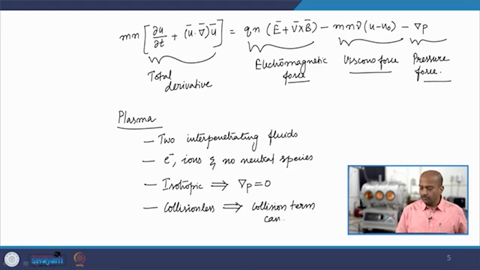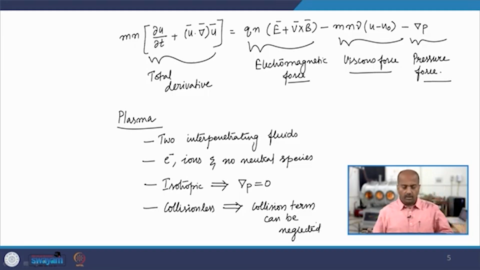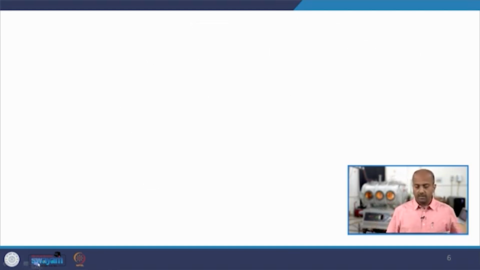Collision term can be neglected, right. So, when we want to establish the complete set of governing equations for plasma as a fluid, we need to make these assumptions. Now, intuitively we can make a guess how many equations or what are the equations that we want to involve.